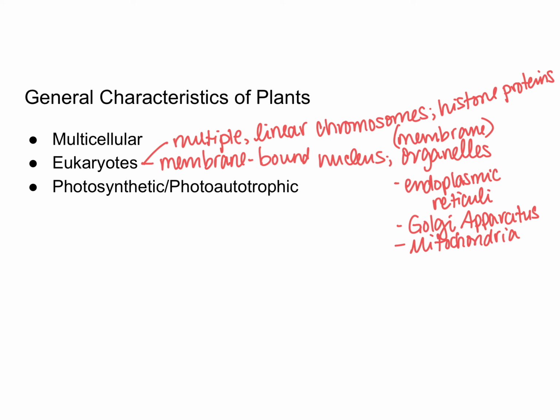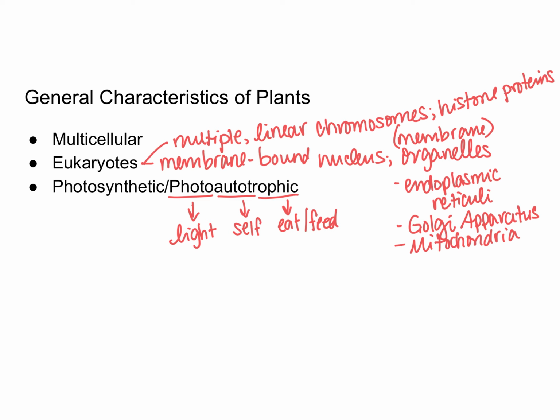Plants are also photosynthetic, which we could also say that they are photoautotrophic. So remember that a photoautotroph, if we look at this word, photo means light, auto means self, and trophic or troph means to eat or feed. So plants are able to feed themselves using light as an energy source.